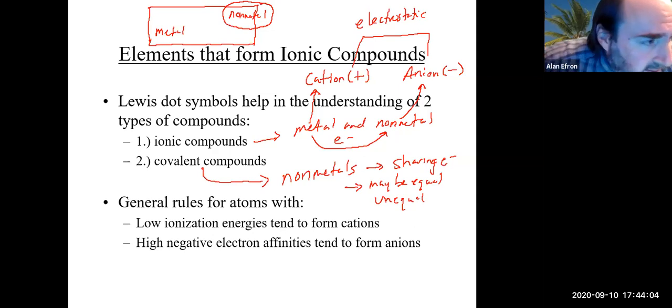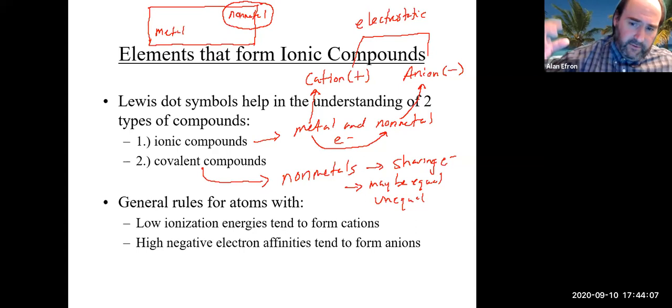In some cases, they're very friendly about it and they will share equally. In other cases, one is like, I'm going to share a little bit more than you will. So when we get two nonmetals together, because they have very similar periodic trends and properties, the best they can settle on is sharing of those electrons. While when we get metals and nonmetals, which have a very wide difference in those periodic trends, we get that complete transfer of electrons.